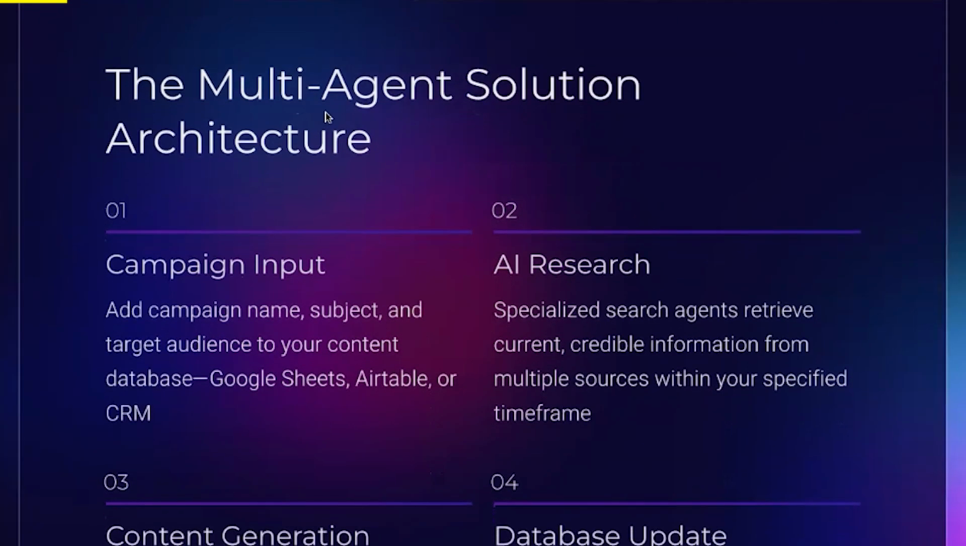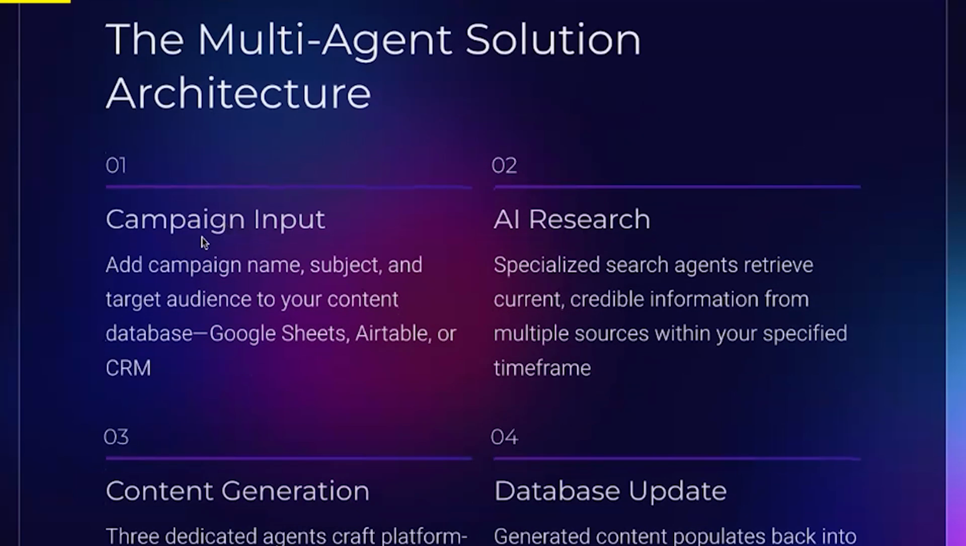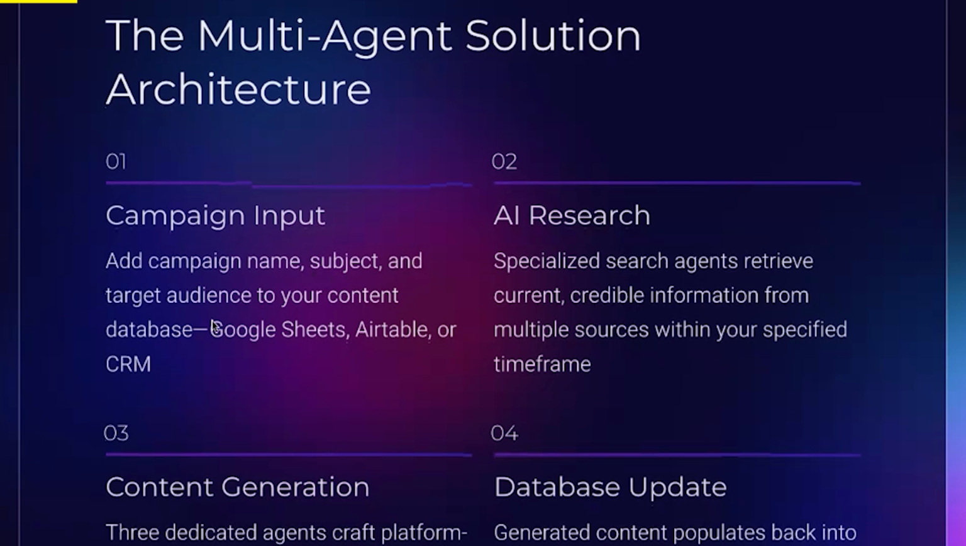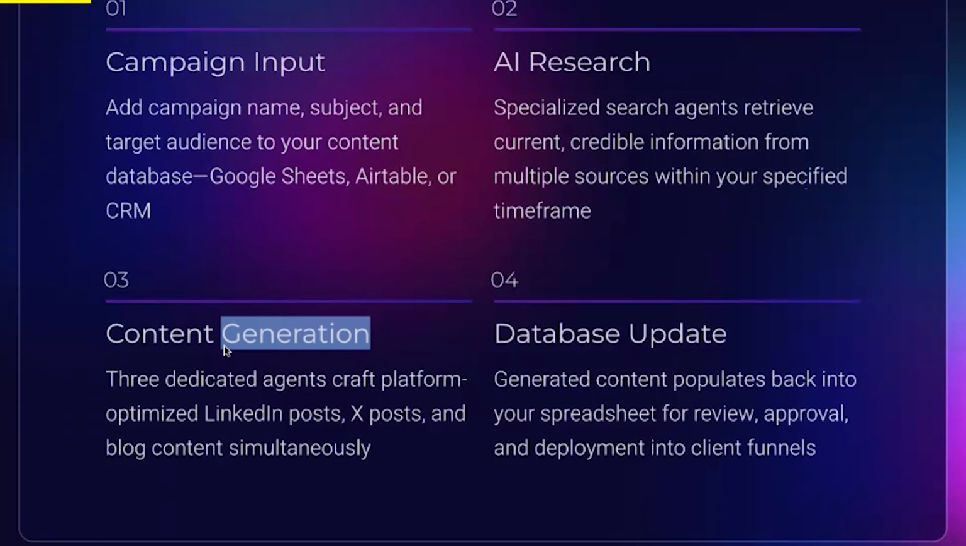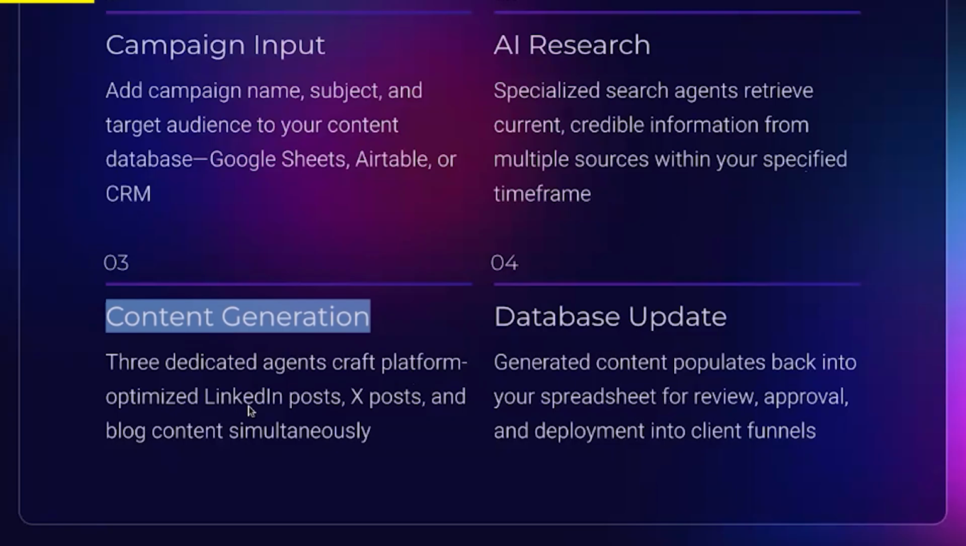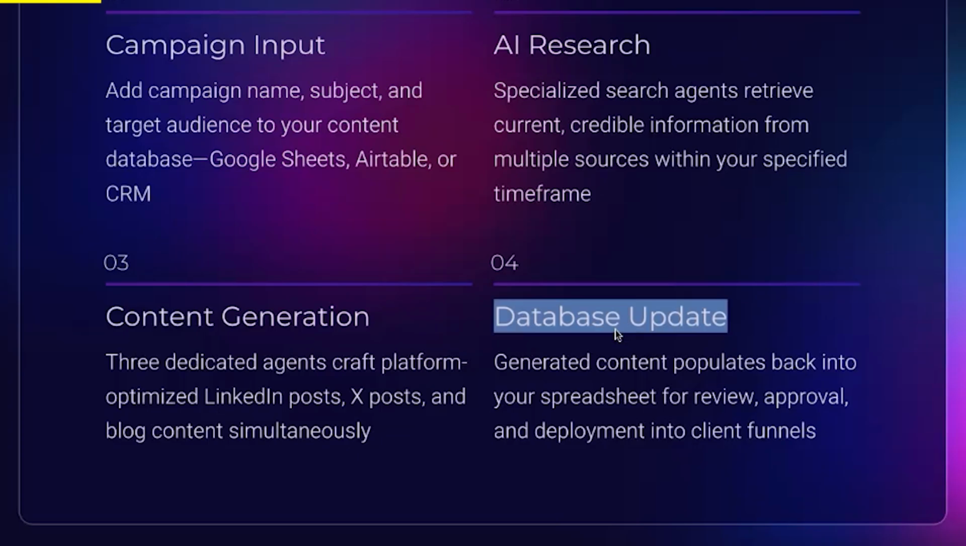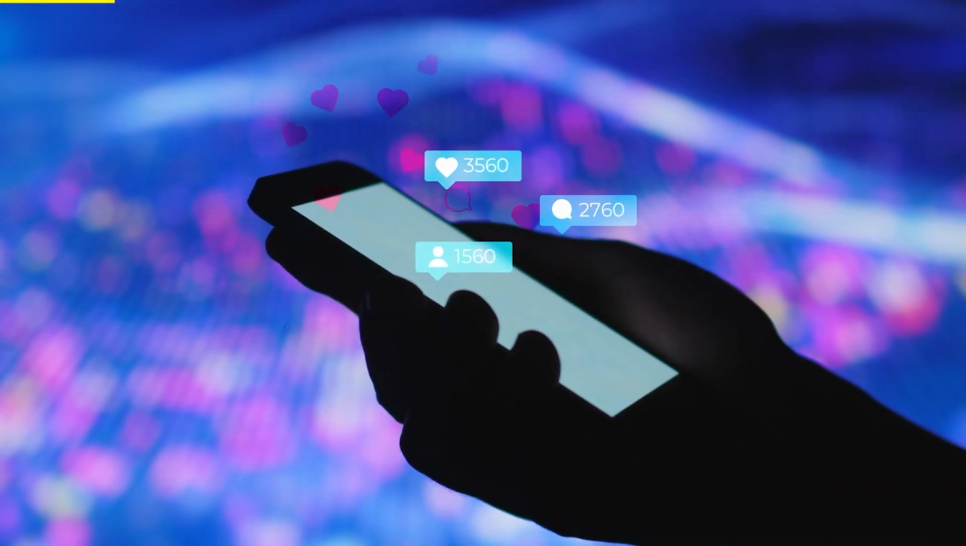What we've done is we've created a multi-agent solution where essentially you can put a campaign input where you add the campaign name, subject, and target audience to the content database in a Google Sheet, Airtable, or CRM. Start with Google Sheets, it's easier. We then get a specialized search agent to retrieve current and credible information from multiple sources within your specified timeframe. 3 dedicated agents craft platform-optimized LinkedIn, X posts, and blog content simultaneously. And then last but not least, the database updates. Right? So the generated content populates back into your spreadsheet for review, approval, and deployment into either yourselves, your social media, or your client's social media.